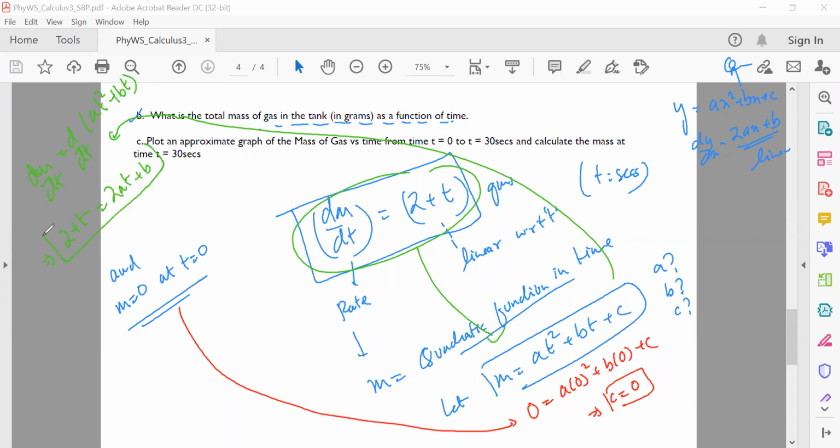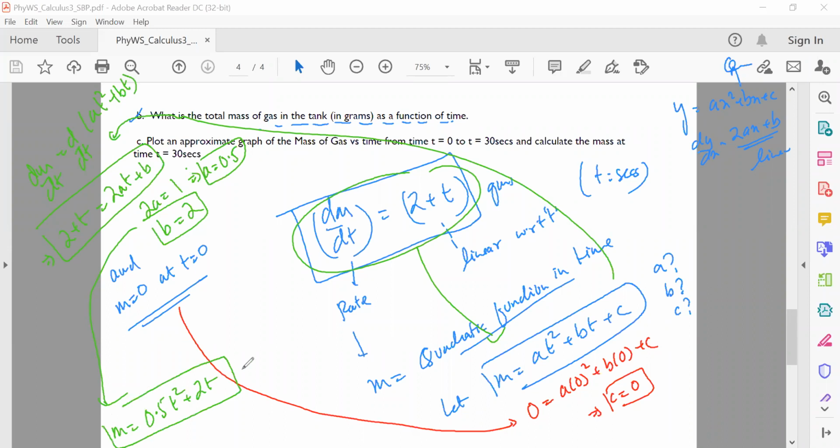So when I compare both sides of the equation, the coefficient of t is 1 on this side, so that means a is 0.5, and the constant quantity is b on that side. On this side, it's 2. So b is equal to 2, and already we had c equal to 0. So now using this, we come back to this. What is m? It is 0.5 t square, that is at square, plus bt, so that is 2t, plus c, which is 0. So this is the mass as a function of time.